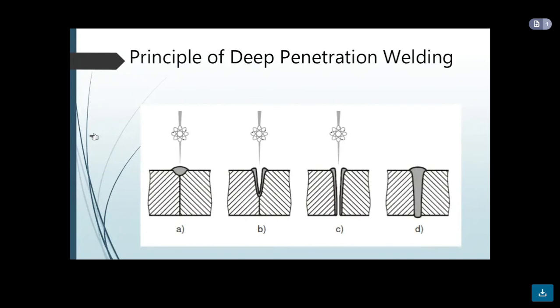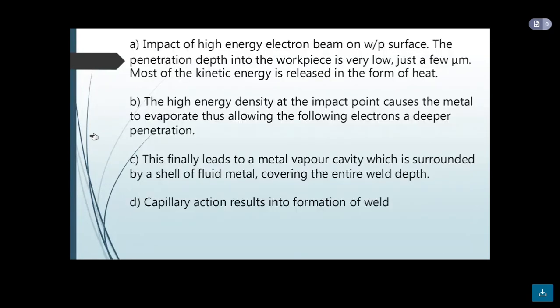Principle of the depth of penetration. The depth of penetration depends on the focusing, the voltage difference and the focusing coil. On impact of the high energy electron beam on a workpiece surface, the penetration depth into the workpiece is very low, just a few micrometers. Most of the kinetic energy is released in the form of heat. That means some of the kinetic energy is converted into depth of penetration, but most of the energy is converted into heat.